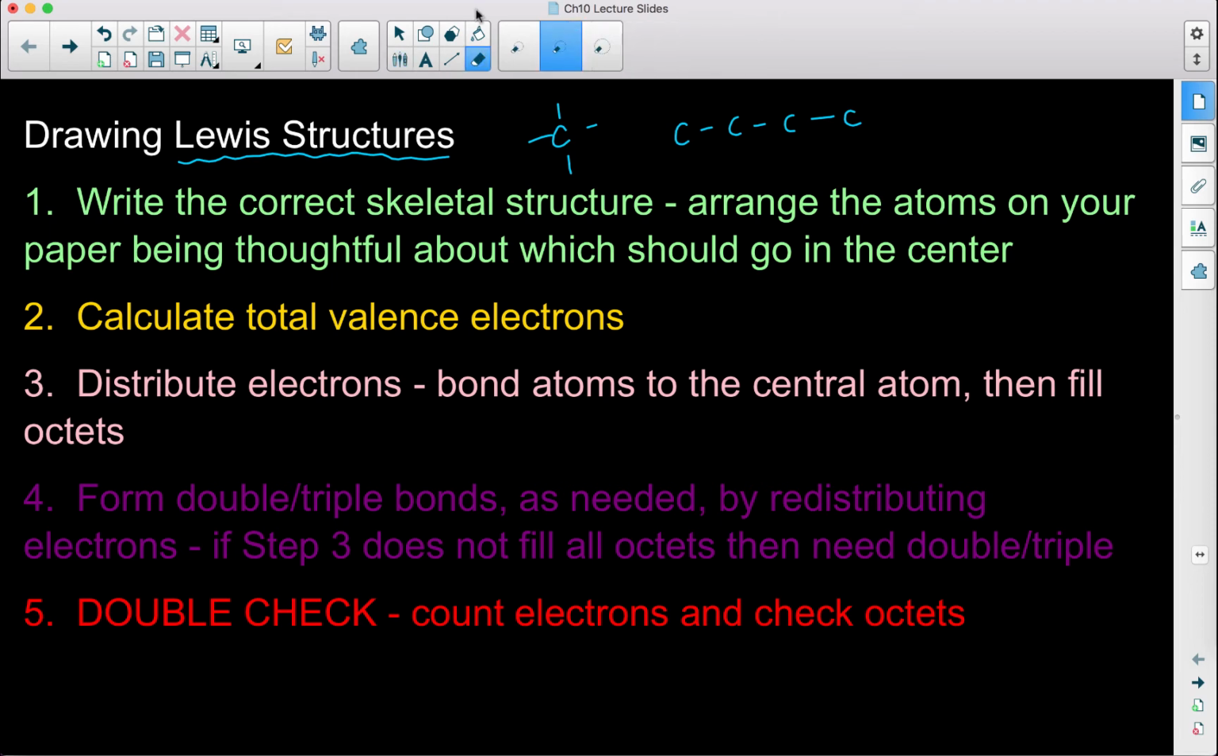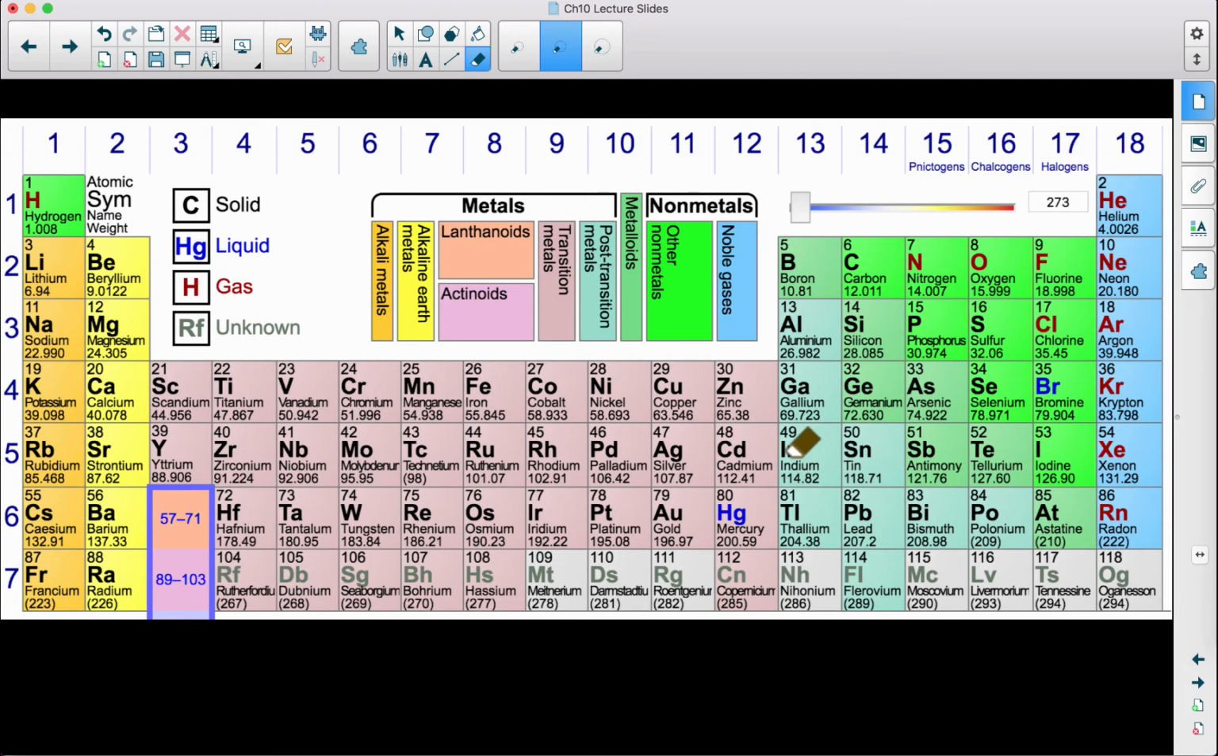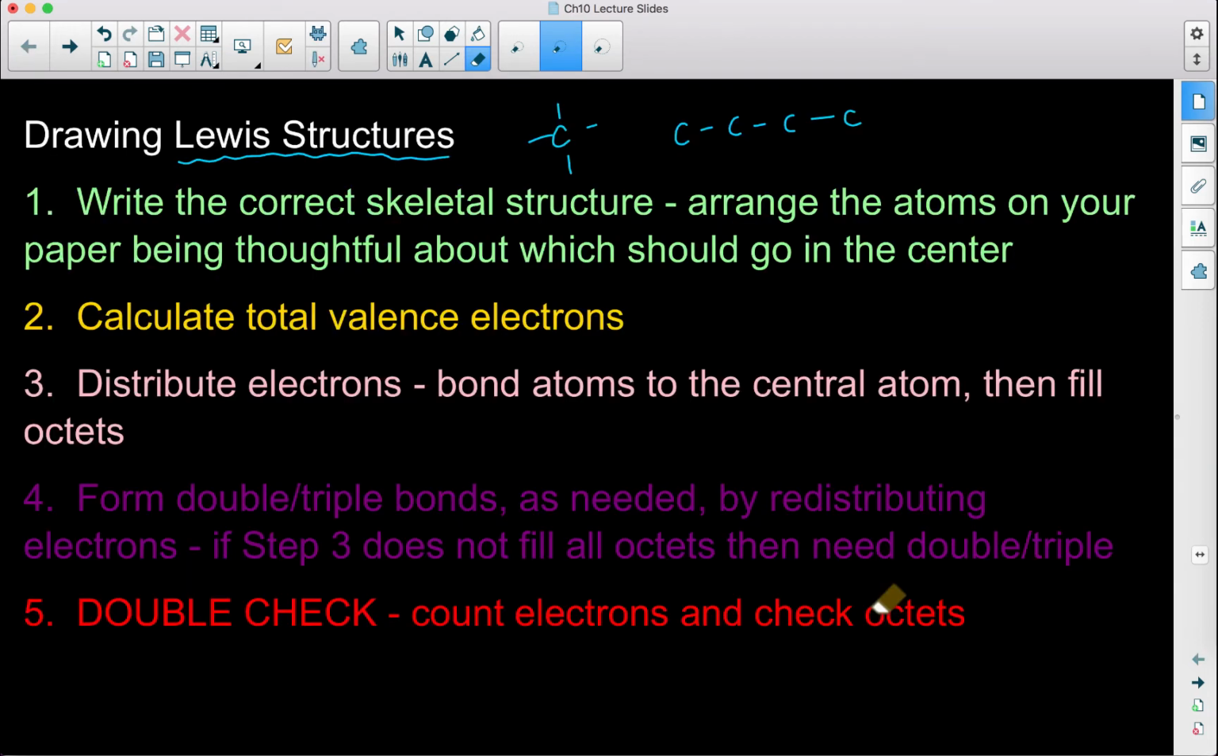Beyond that, if we're thinking about our periodic table, the ones that go in the center are going to be the ones that are more metallic in general. So, things that are further to the metal side, which would be the left. So further to the left or further down are going to be the things that tend to be the central atoms, the atoms to which everything else is bonded.